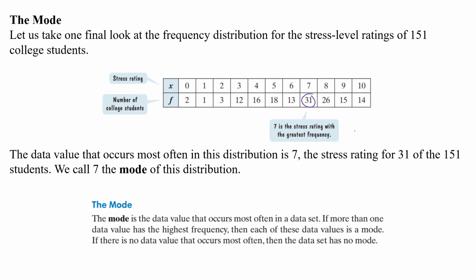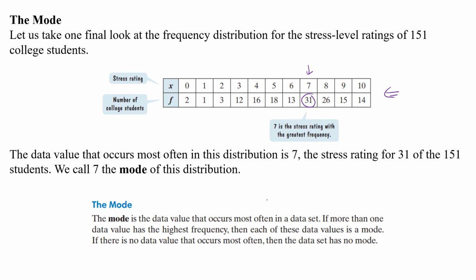And so the 7, which is our data value, we call this the mode of the distribution. So the mode is basically the data value that occurs the most often in a data set. Now, when it's in a frequency distribution, it's really nice because it has it here. If it's not in a frequency distribution, you just have to find the one that occurs the most often. Okay. And that's going to be your mode.